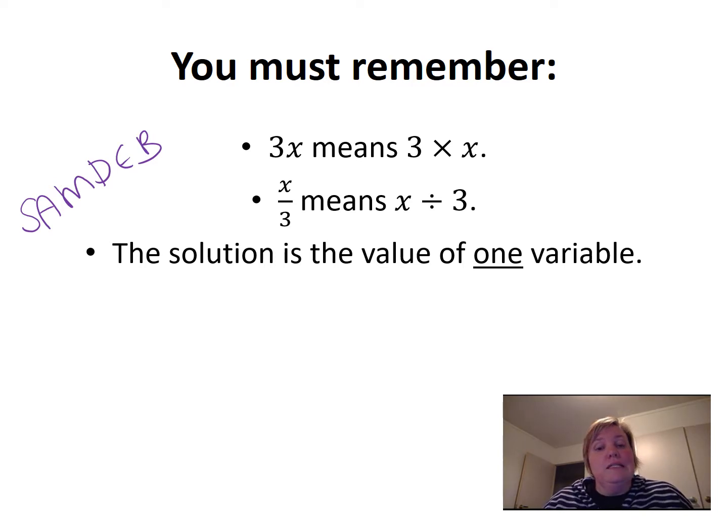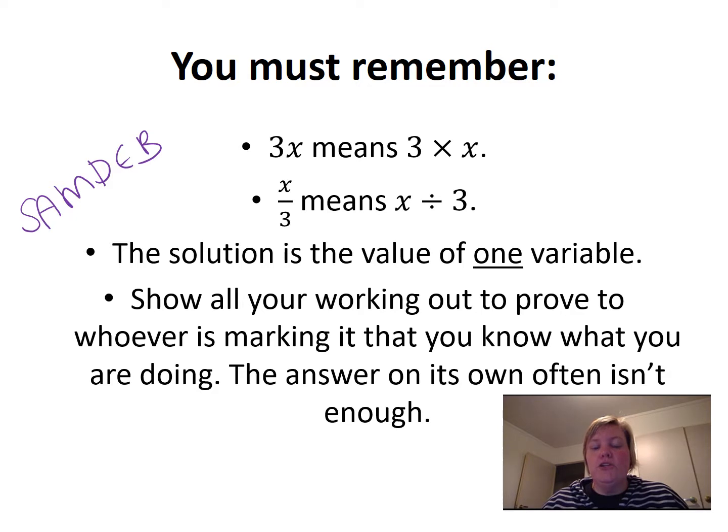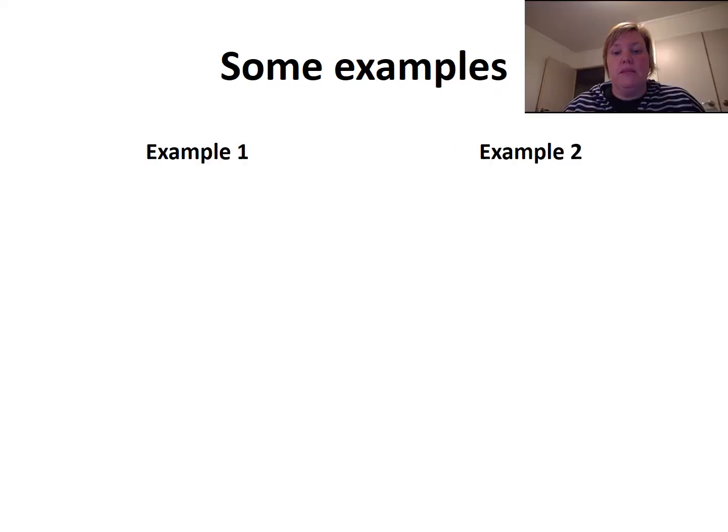Okay, now next thing is the solution to the problem is the value of one variable. So that is 1x, 1a, one smiley face, whatever it is, it's only one of them. So don't stop till you know x equals or a equals or smiley face equals. And you do need to show your working. Remember that we're quite picky about this, and you should show your working on both sides of the equation because remember it's a little balance there. Okay, so let's have a look at some examples here.